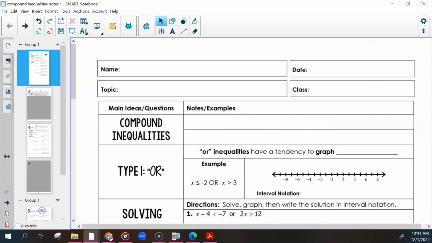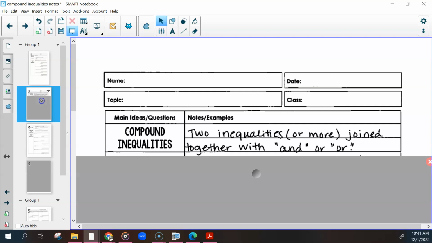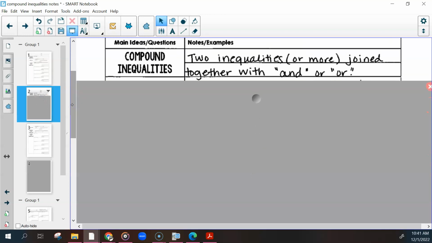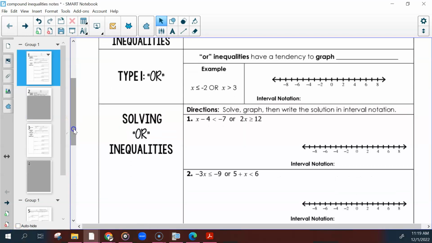I'm just going to pull up this definition so you can write it, but then we won't do anything else until after lunch. Because today we're going to be talking about compound inequalities, which are two inequalities or more joined together with and or. So when we get back, first let's talk about or inequalities. Or inequalities have a tendency to graph apart. So on our practice, on our quizzes, on our tests, or inequalities will have a tendency to graph apart.